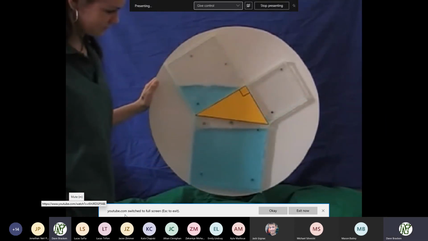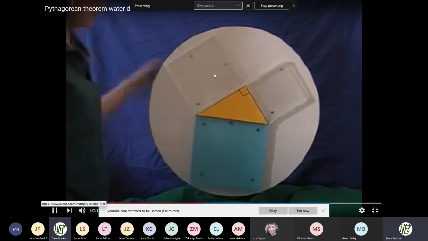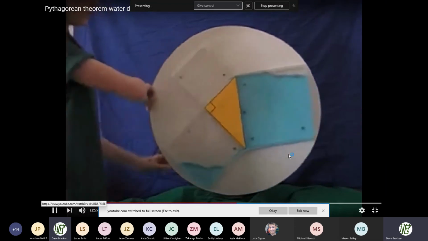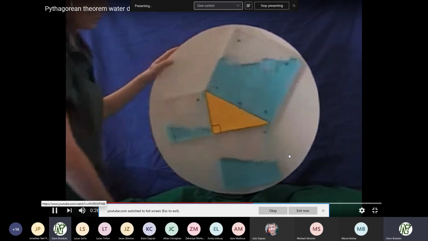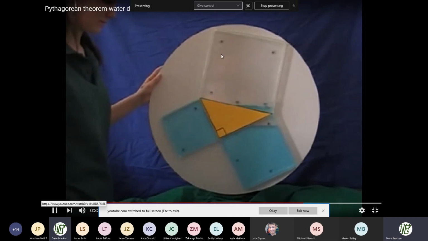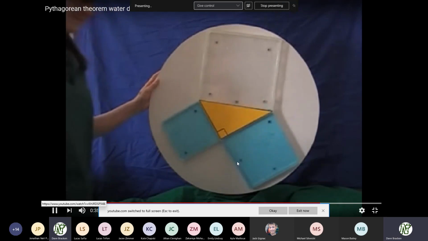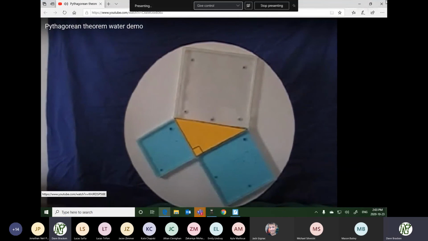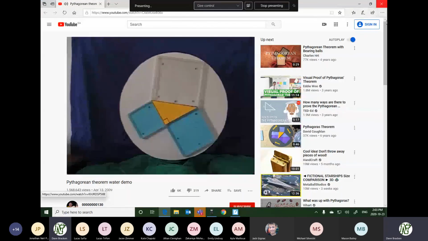The water from the two smaller squares drains in and fills the bigger square. A squared plus B squared equals C squared. That's the Pythagorean theorem as a visual. The amount of water in each of the two smaller ones fills up the bigger one. I think that speaks volumes there.